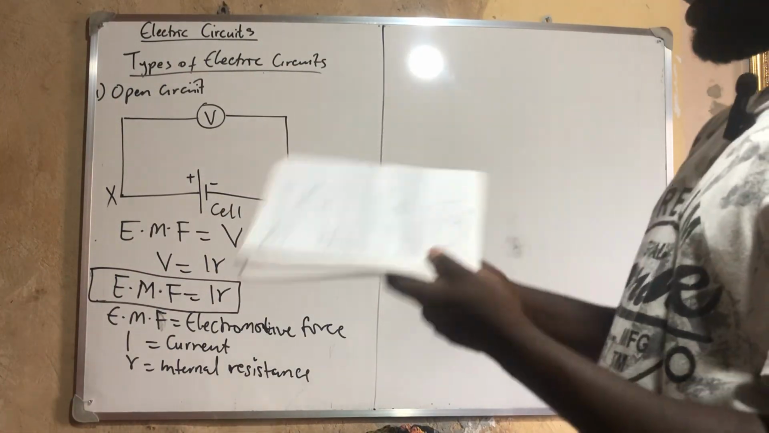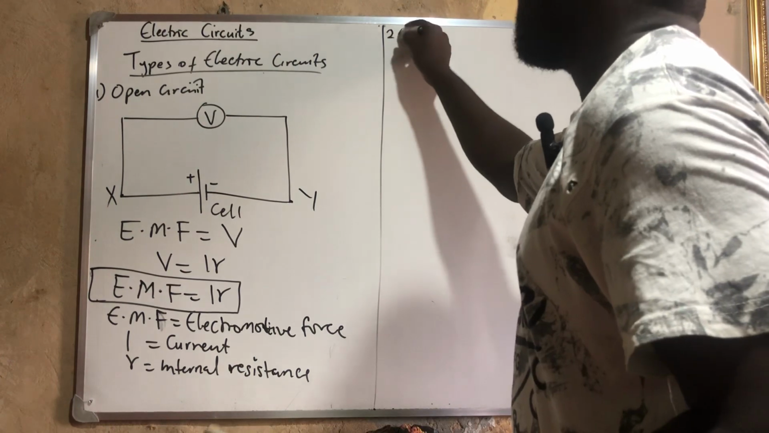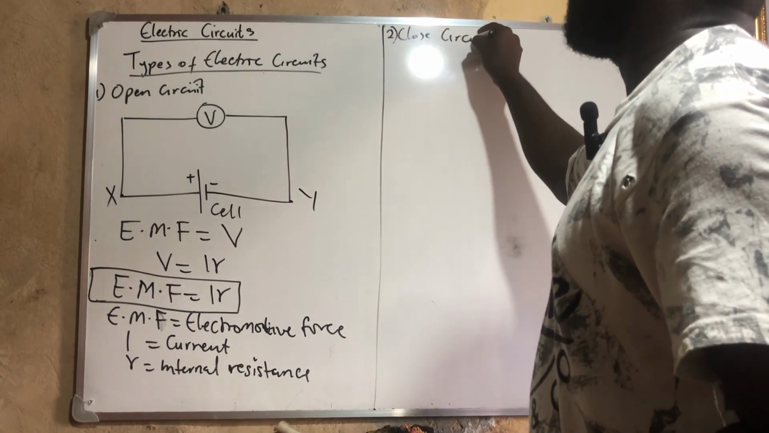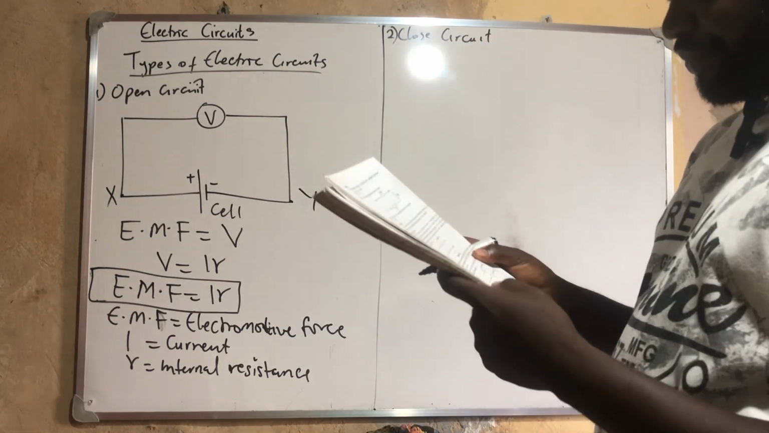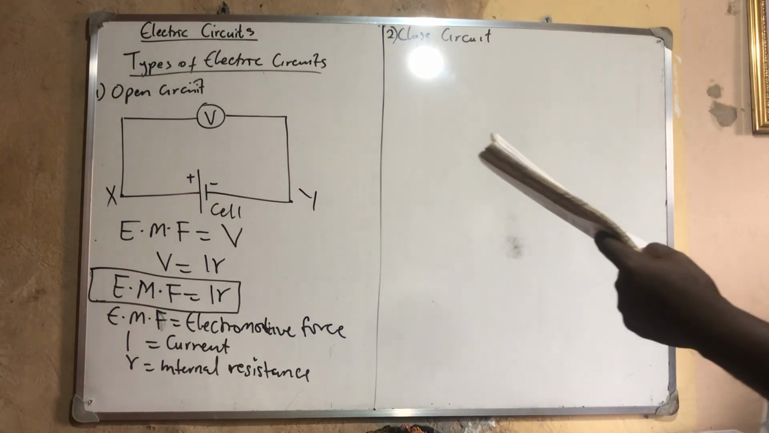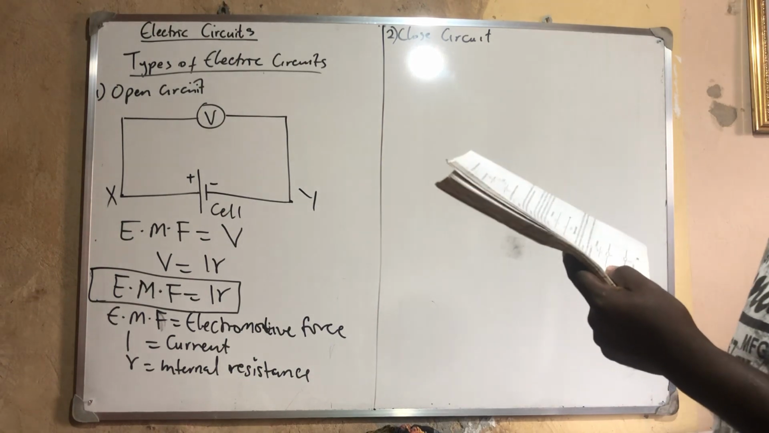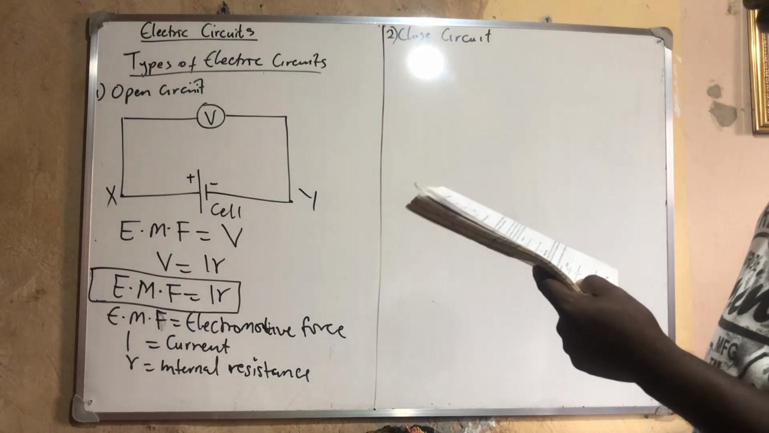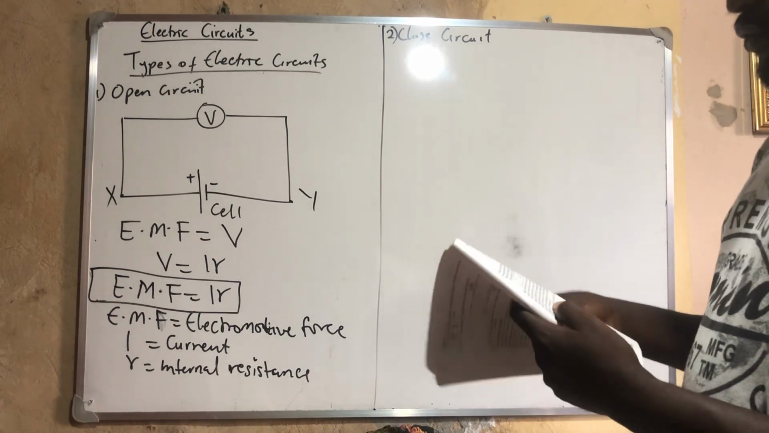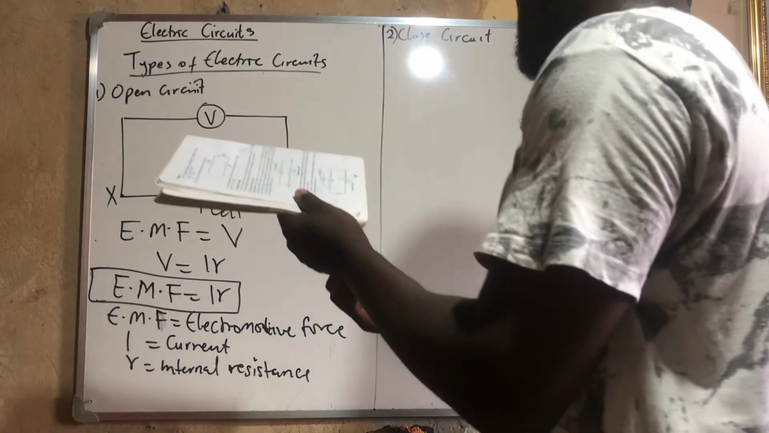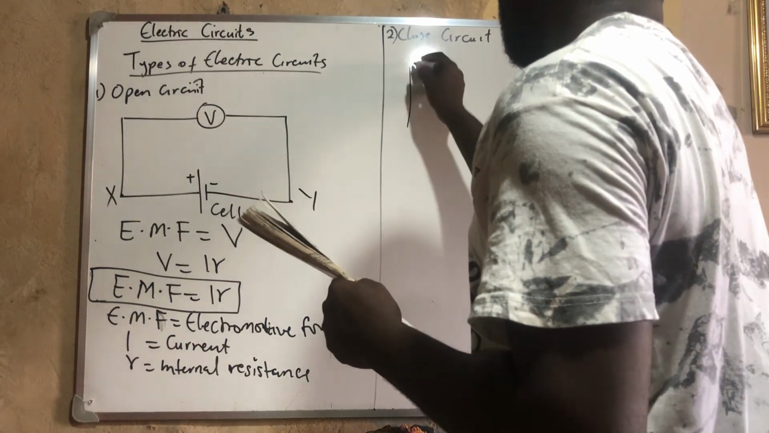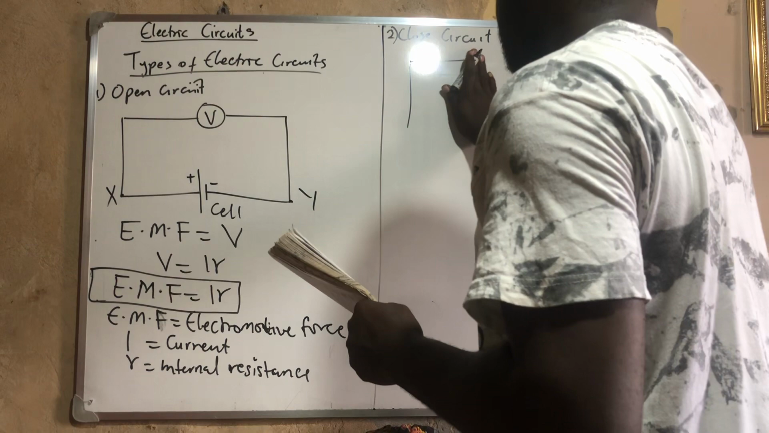So now let's talk about the second one, the closed circuit. A circuit is closed when the source of electricity, that is either battery or cell, is connected to an external resistor, or resistance R. If it is connected to external resistance, you say that it is a closed circuit.